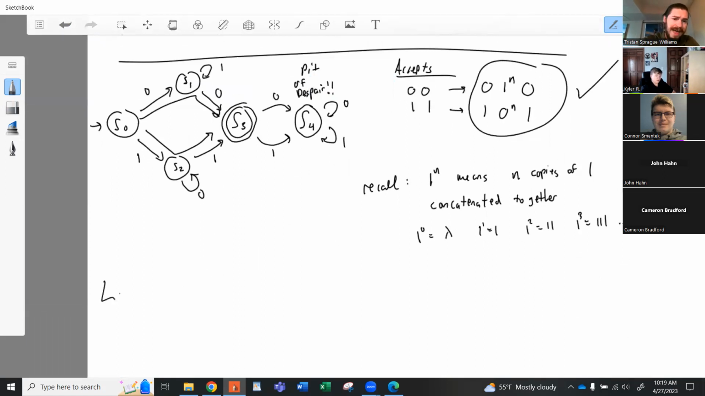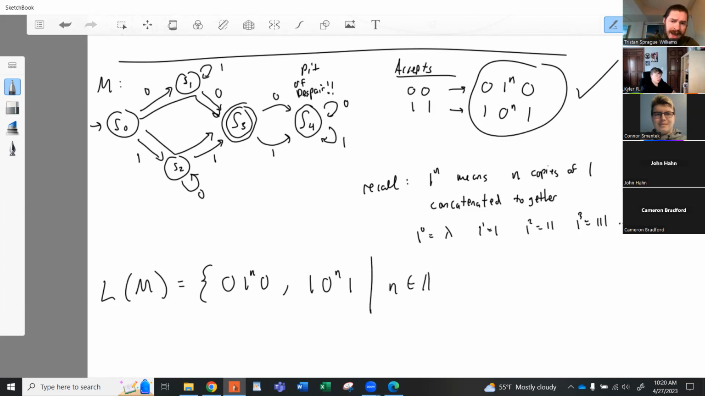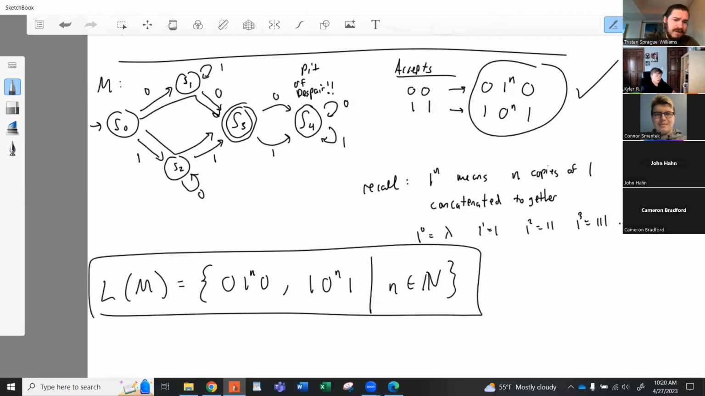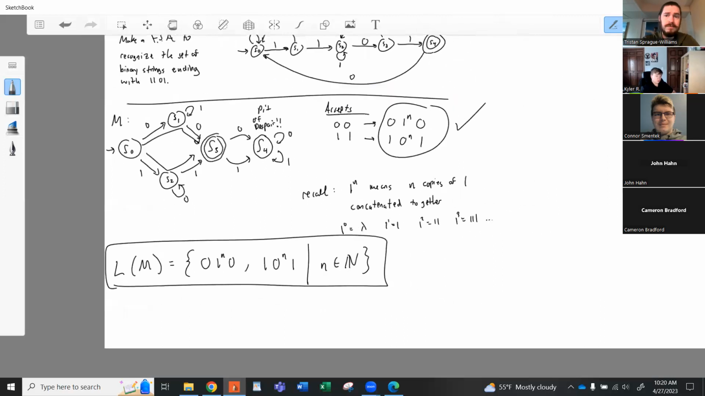So the way we could write this is L of M. If this is a machine called M, the language generated by this M is the set of anything of the form 0 1 to the n 0, or, which we can just do comma, 1 0 to the n 1. And that is where n is any natural number starting at 0 and going up with whole values from there. So that is how you can write that language in set builder notation. Okay.